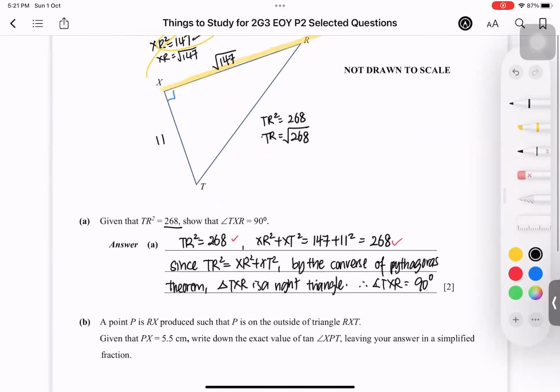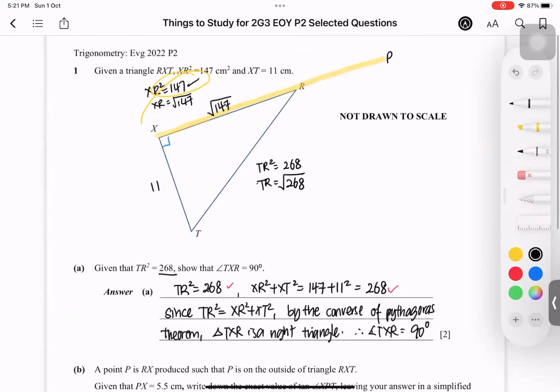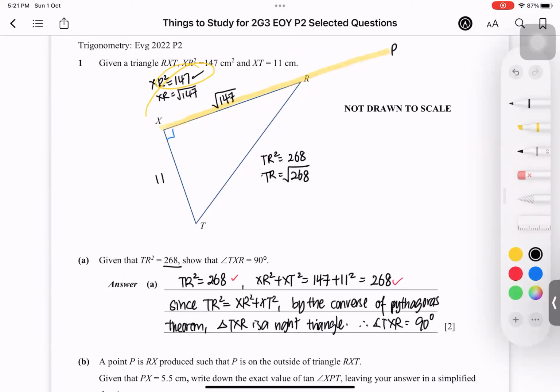And then given that PX, the whole thing here, is 5.5 cm. Give me a minute, let me think. Square root of 147 is how much? How can it be PX?